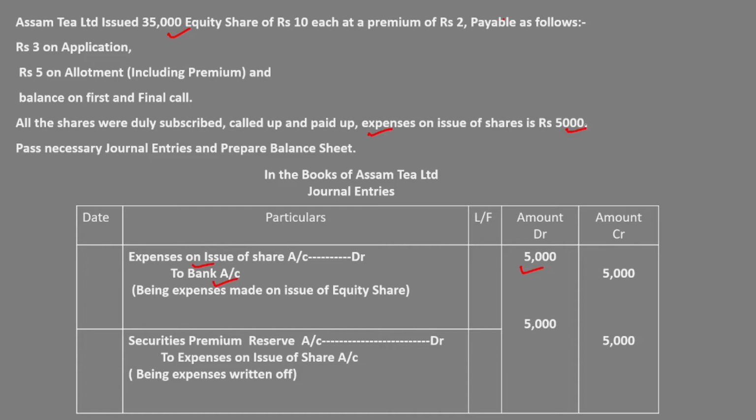Now that amount of 5,000 expenses will have to be written off. From where are we going to write off this 5,000? We are going to write it off from securities premium reserve. So your journal for write off will be securities premium reserve account debited to expenses on issue of shares, that is 5,000 on both debit and credit side. Your narration will be: being expenses written off.